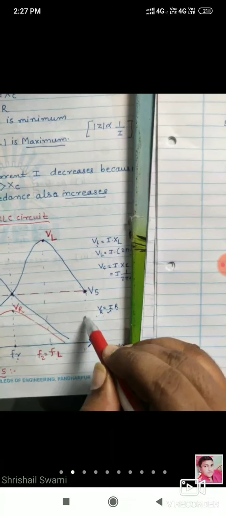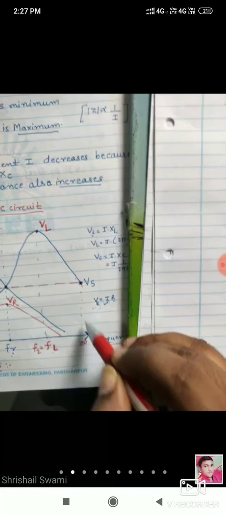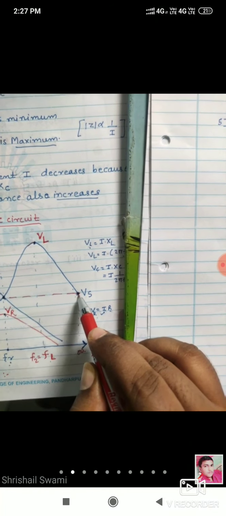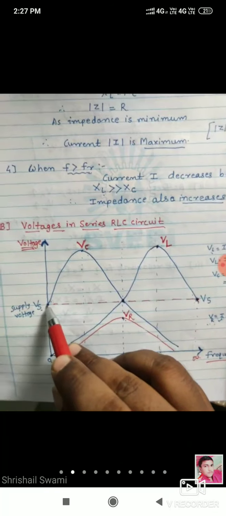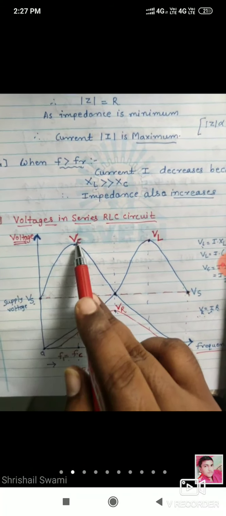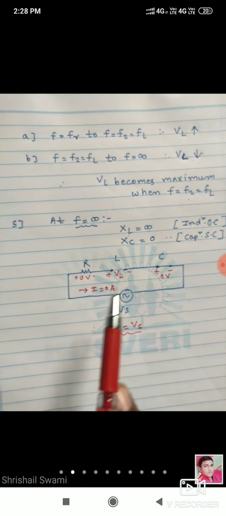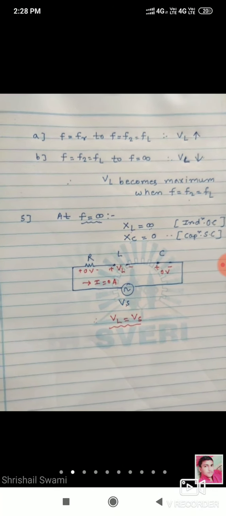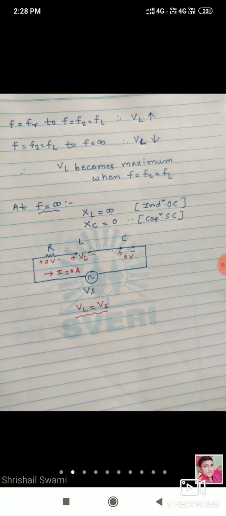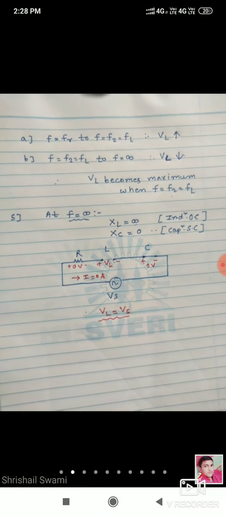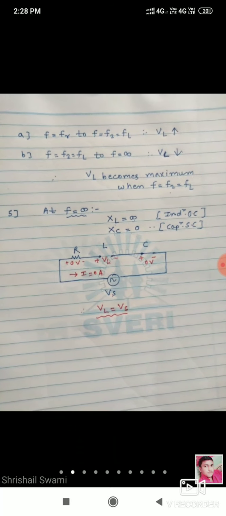At frequency f is equal to infinite, the voltage across the inductor becomes Vs. At the start, the capacitor becomes open, that's why at frequency f is equal to 0, the voltage across the capacitor becomes Vs. Do you understand this last point? Okay, so this is the explanation of voltages in a series RLC circuit with respect to frequency. So in this part, any doubt in this explanation at any point?